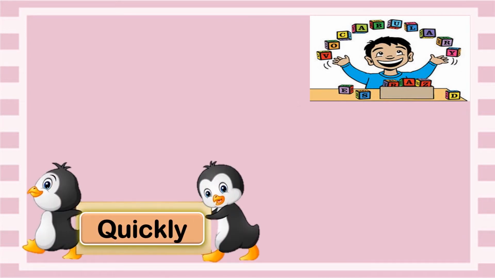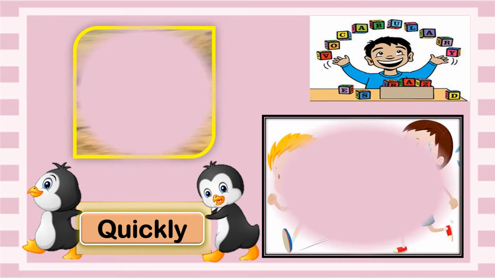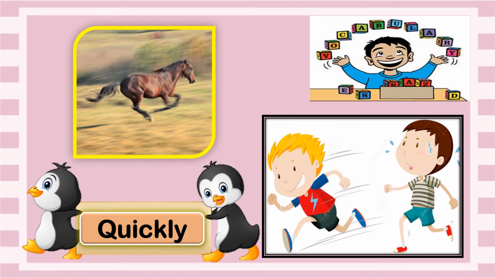Next word is quickly. When you say quickly, you are moving very fast. For example, we have here the animal which is a horse. So a horse is moving quickly or very fast. Another example, when your teacher says you need to run fast or you need to run quickly or move quickly. So those are the different vocabulary words.